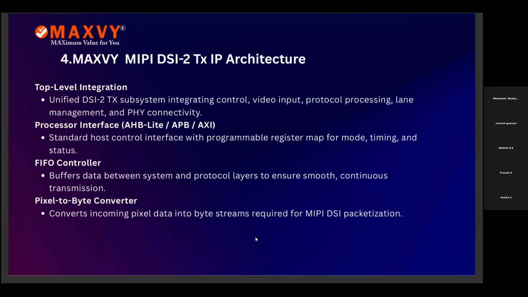The FIFO controller basically acts as a data buffer between the system and the protocol layer to ensure smooth, continuous transmission. And the pixel to byte converter basically converts the incoming pixel data into a byte stream, which is required for the DSI packetization.